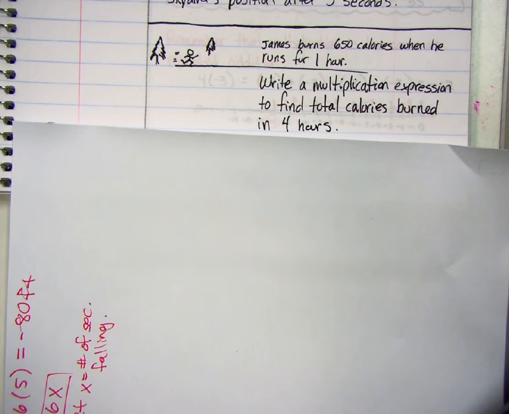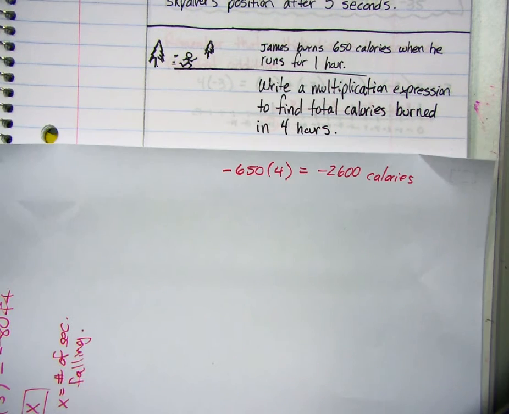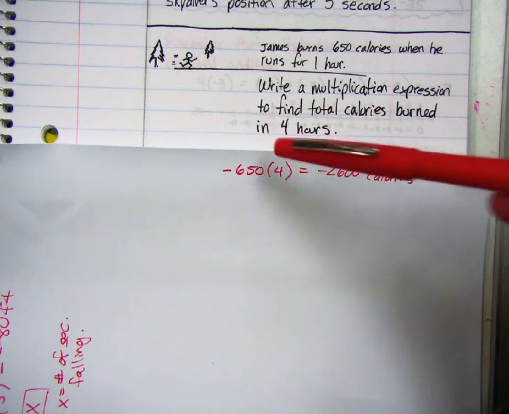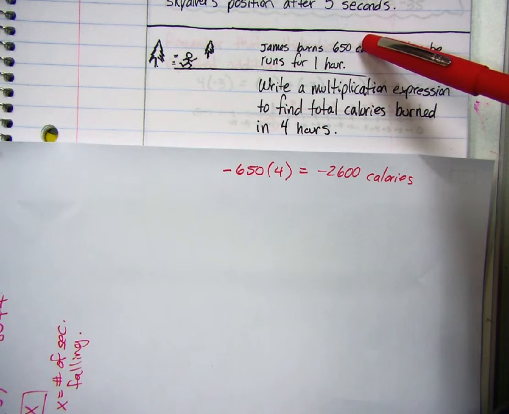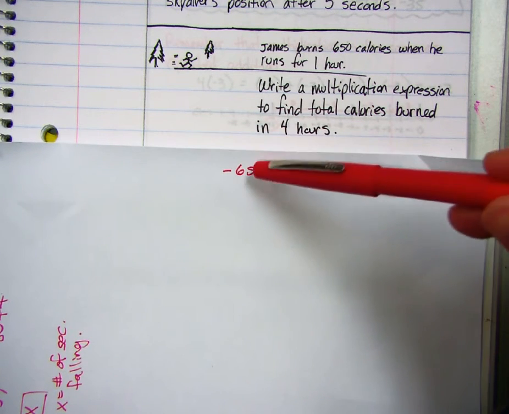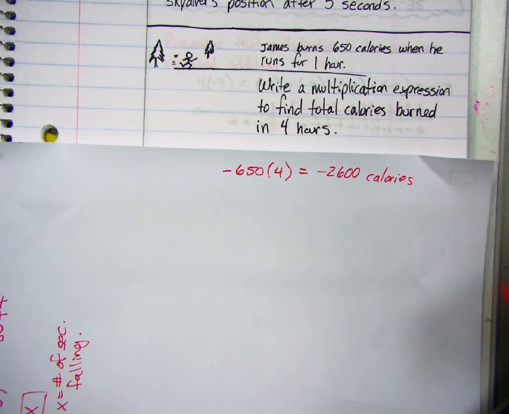Here's another example. James burns 650 calories when he runs for an hour. Write a multiplication expression to find the total calories burned in 4 hours. Pause the video, try it out just like we did before, except this one is for James running. Okay, so this would be the numerical expression, negative 650, because you're burning those calories for 4 hours. Times them together and you get negative 2,600 calories.